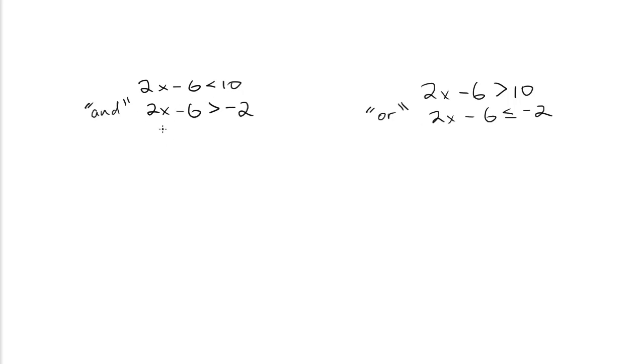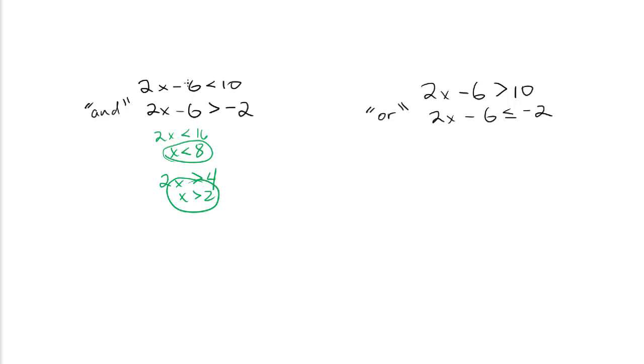2x minus 6 is less than 10. That means 2x is less than 10 plus 6 or 16. Divide through by 2. X is less than 8. On the second one, 2x minus 6 is greater than negative 2. So add 6 to both sides. 2x is greater than plus 4. Okay, divide through by 2. X is greater than 2. These are my two solutions. X is less than 8 and x is greater than 2.